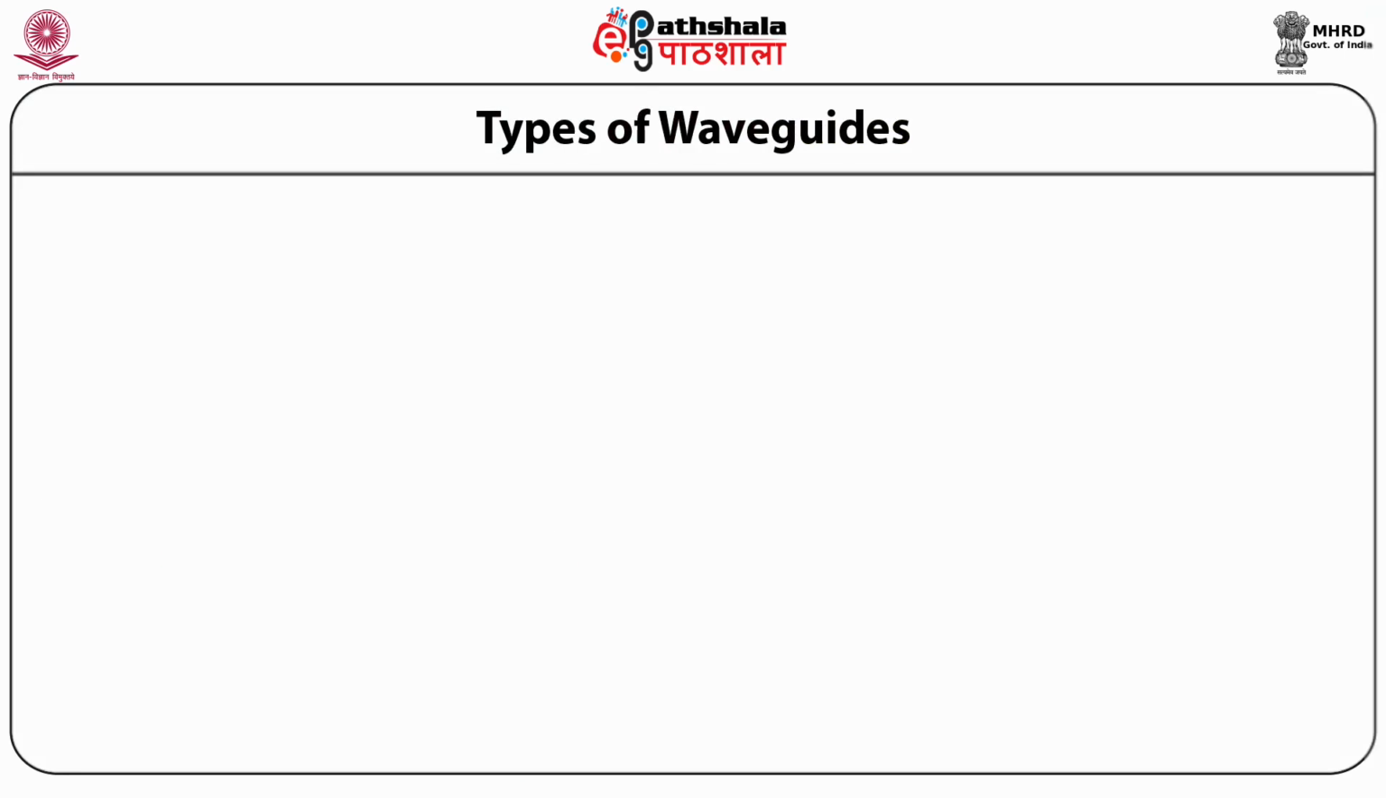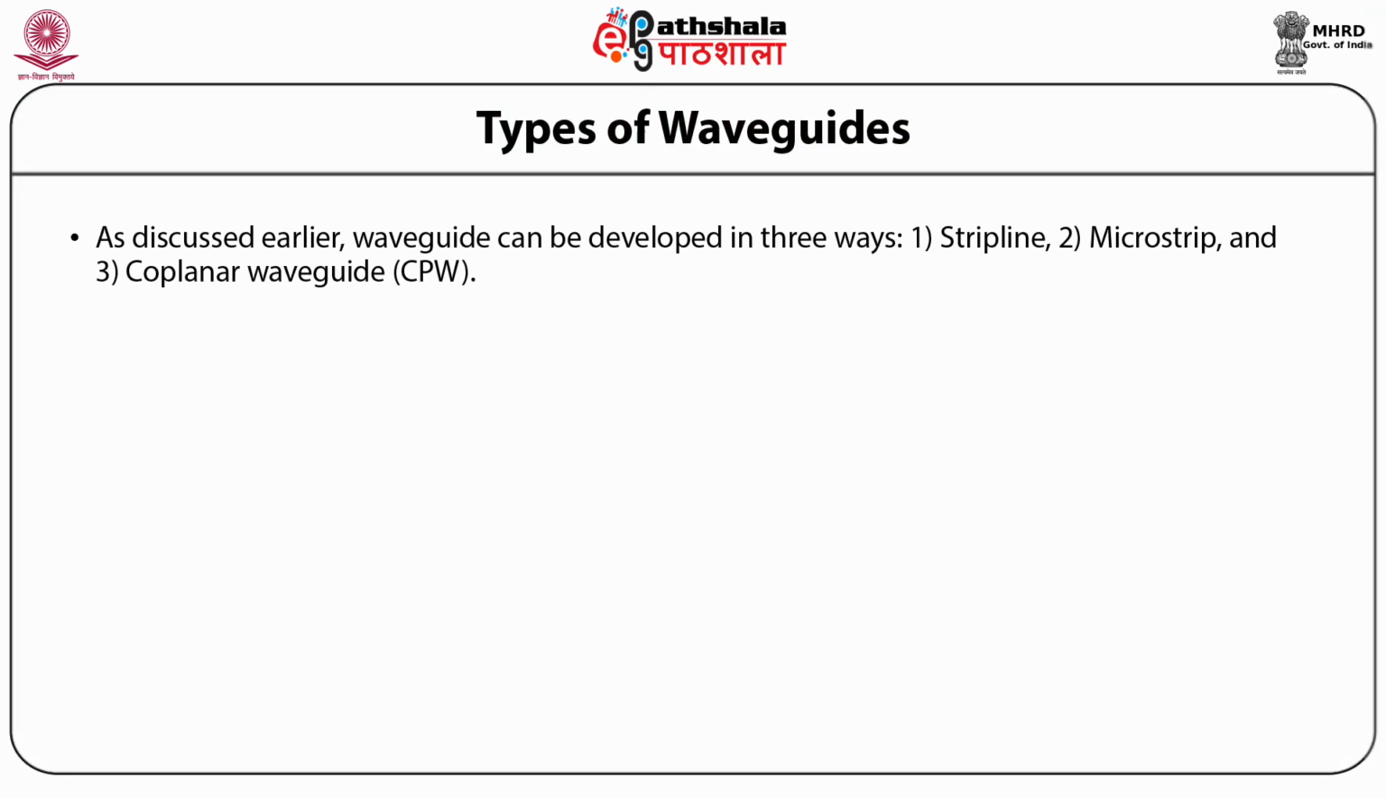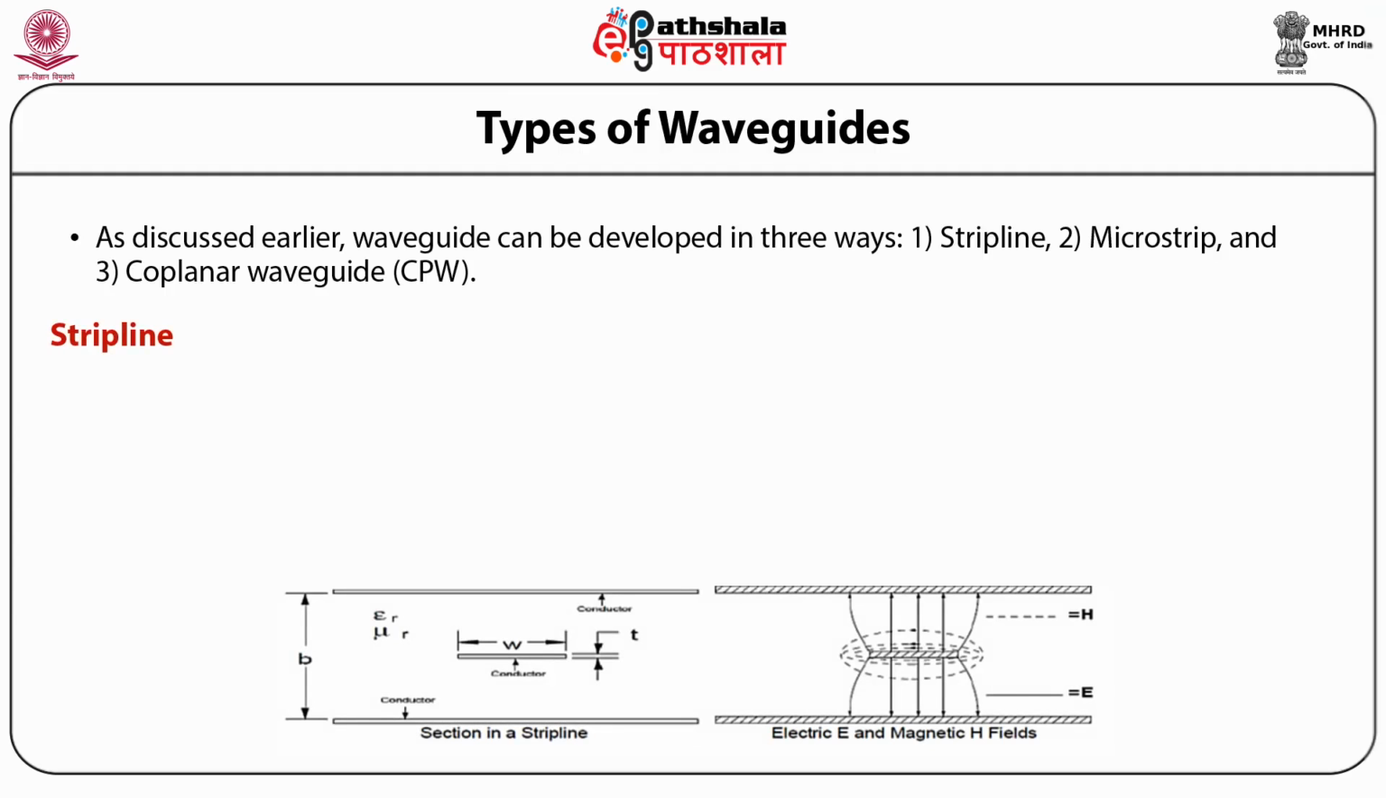Types of waveguides. As we have discussed, waveguides can be developed in three ways. The first is strip line, the second is microstrip line, and the third one is the coplanar waveguide. So let us discuss all of these one by one. So here come strip line waveguides.